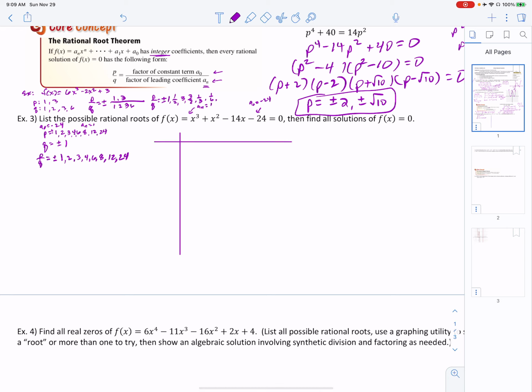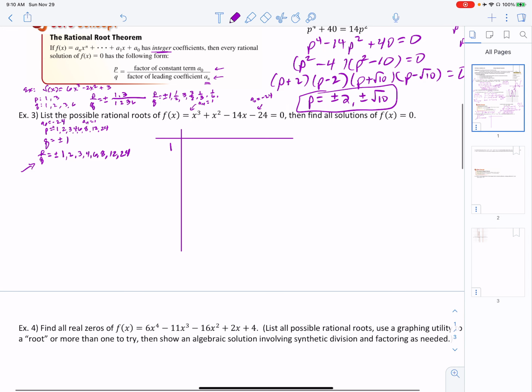So I'm going to create a table. And I usually start with the easiest ones, like with 1. So we're looking at these P over Q values, and I'm going to start with 1. And at the top here, I'm going to put the coefficients of the polynomial.